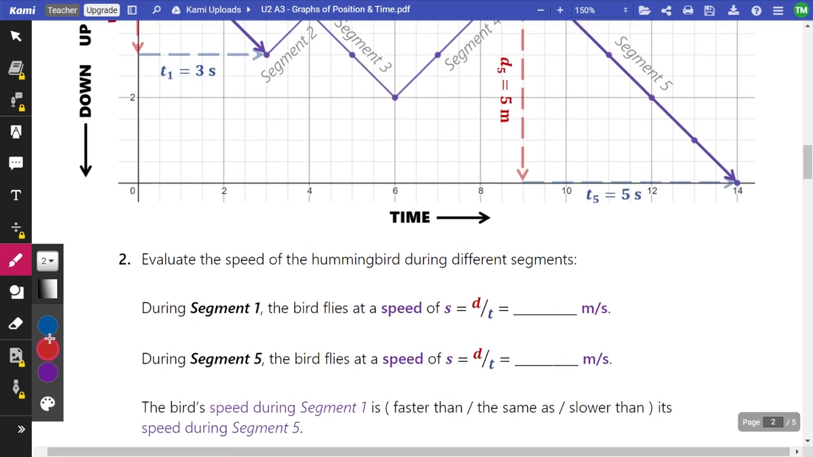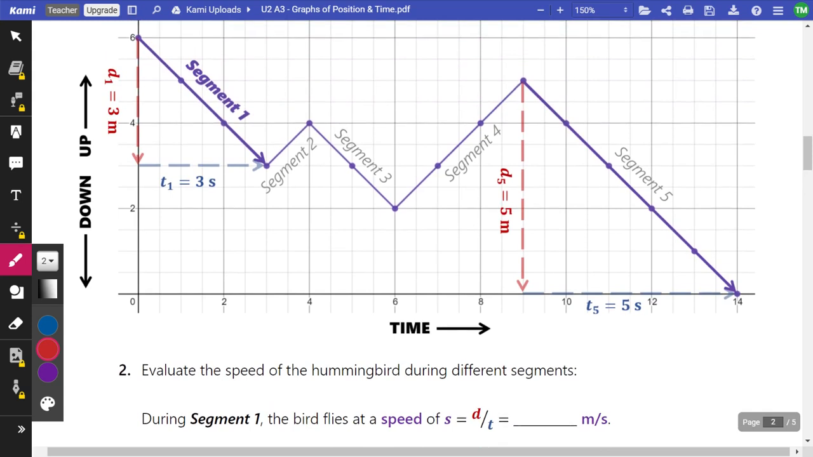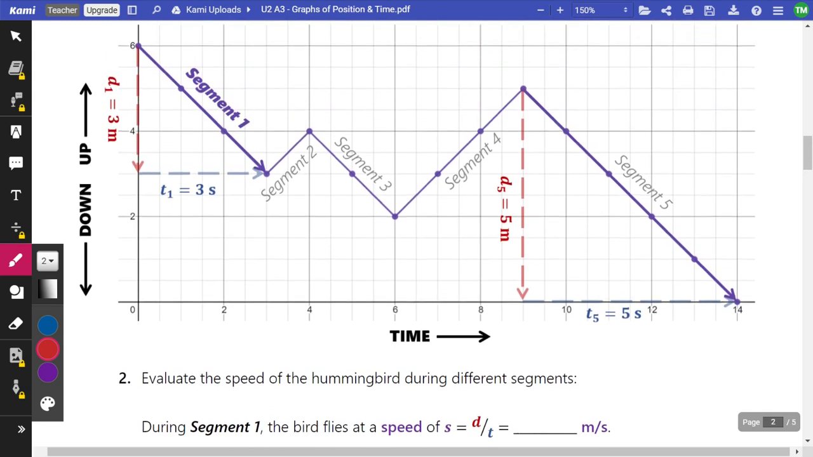So we want to calculate the speed during segment 1 and during segment 5, where the speed is just the distance divided by the time. Okay, so let's go up here to look at segment 1. The distance that the bird travels is already outlined here. It says off to the side that the distance is 3 meters for segment 1. So this little 1 down here by the D means the distance of segment 1 is 3 meters.